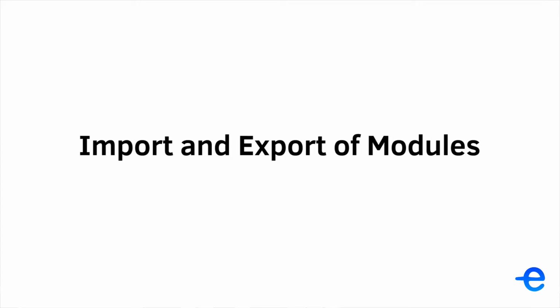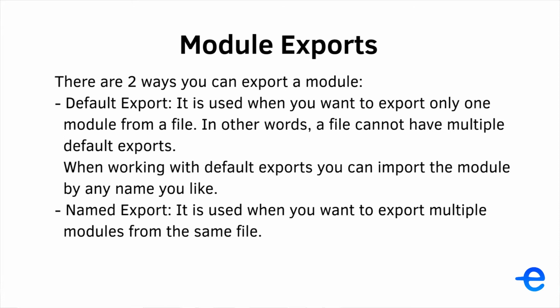In this video, we will learn all about exports and imports. There are two ways you can export a module: default export and named export. You should use default export when you want to export only one module from a file. In other words, a file cannot have multiple default exports. And when you're working with default exports, you can import the module by any name you like. You use the named exports when you want to export multiple modules from the same file.